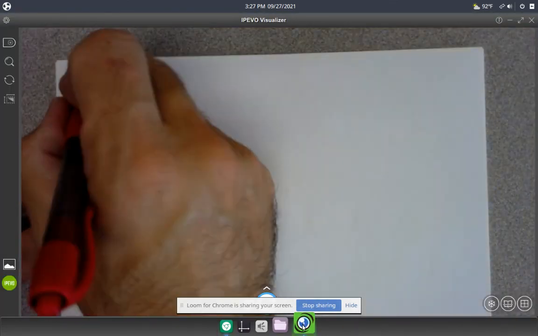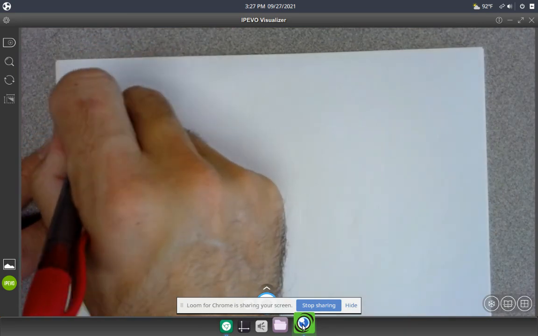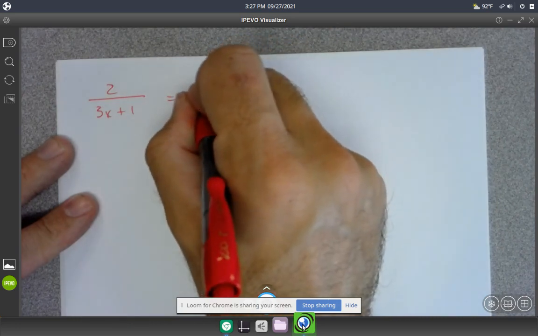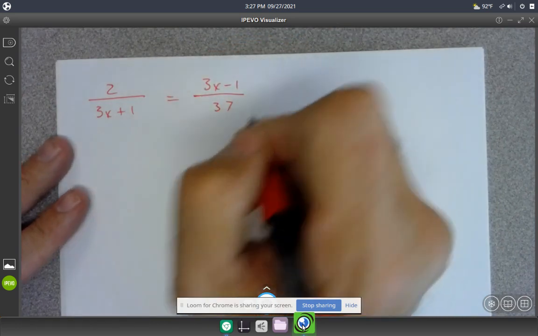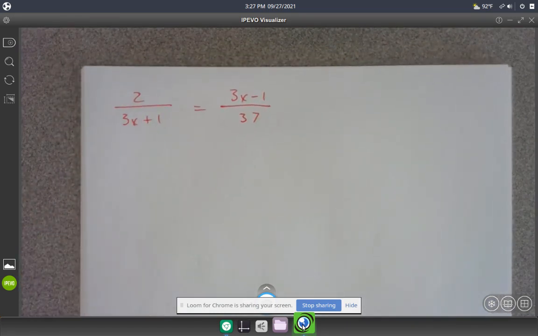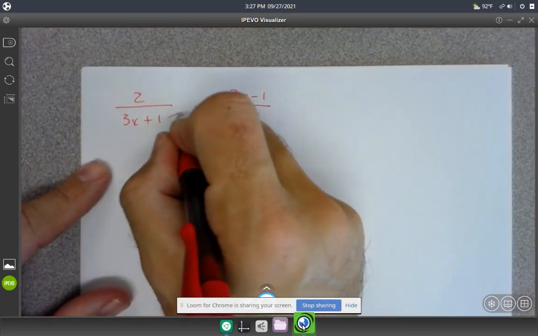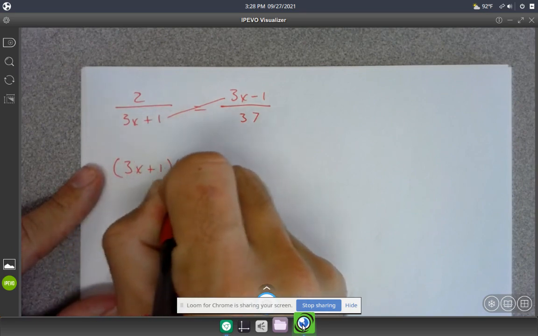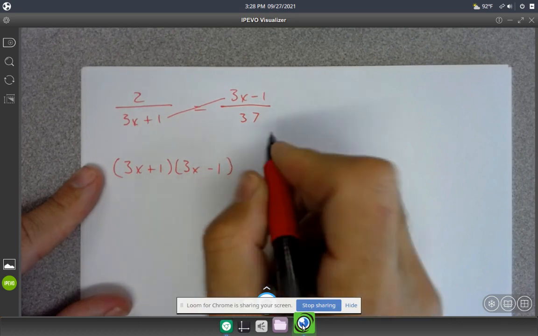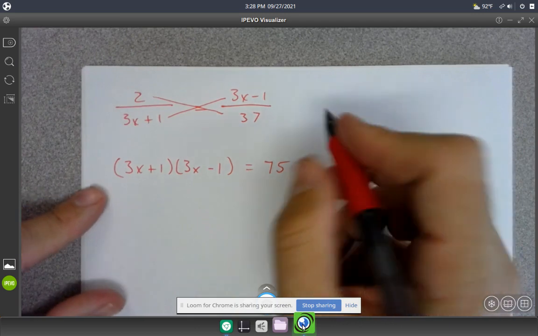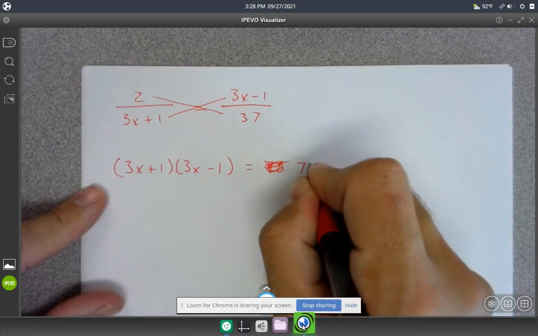Okay, so on this one I've got 2 over 3x plus 1 is equal to 3x minus 1 over 37. This one is going to be kind of special because of the difference of squares. So something nice happens whenever you do this cross multiplication. You get 3x plus 1 and a 3x minus 1. And then 2 times 37, that's going to be 75. Oh, sorry. That's going to be 74.